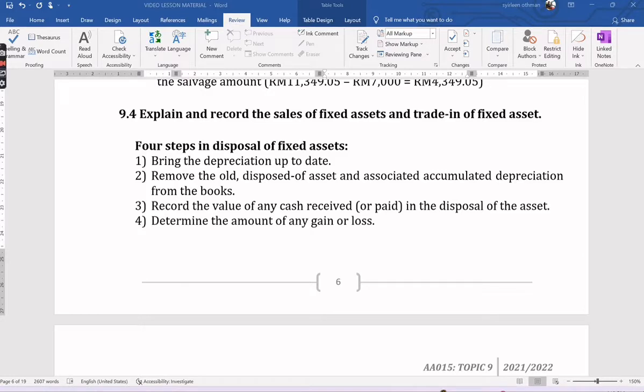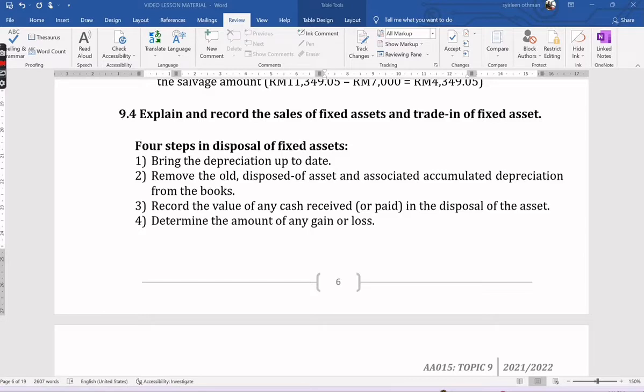Okay, and the third step is for you to record the value of any cash received or paid in the disposal of the asset. So sebab bila kita dispose tu, let's say we are doing trade-in atau we are selling the asset, so kita akan terima duit, atau mungkin kita kena top up, kita kena tambah sedikit nilai when we are doing trade-in for the asset. So the difference tu you need to pay. Okay, so apa-apa duit yang diterima, any cash received or any cash paid will need to be recorded in the account.